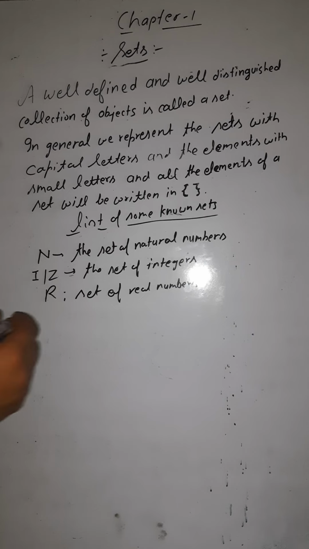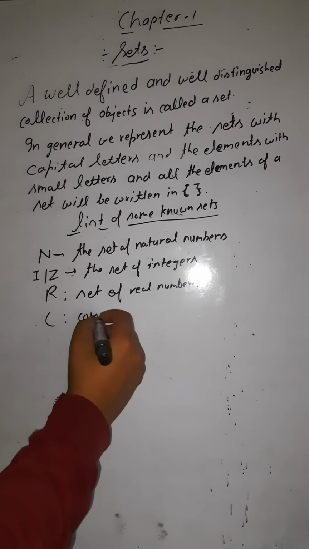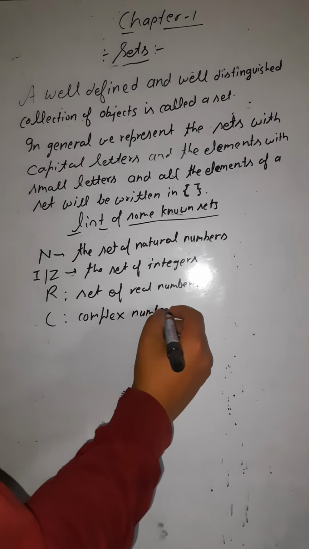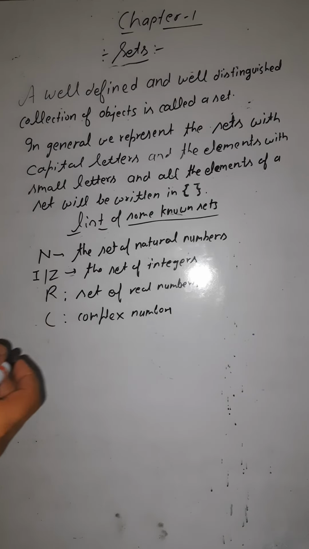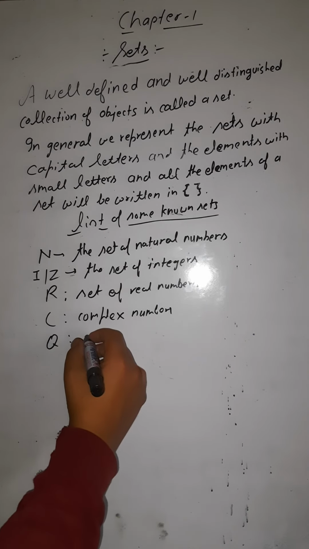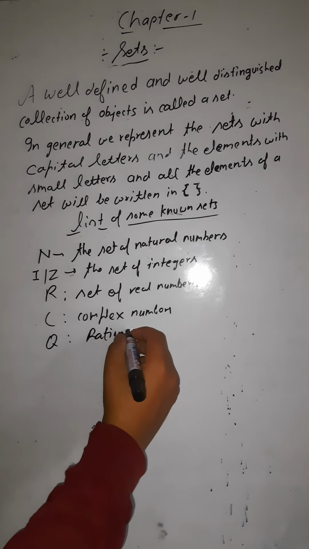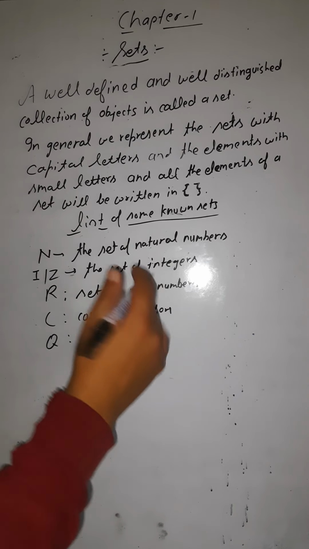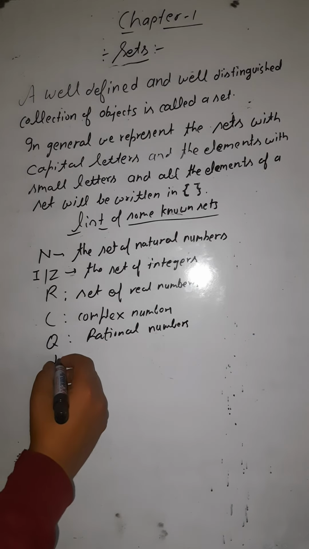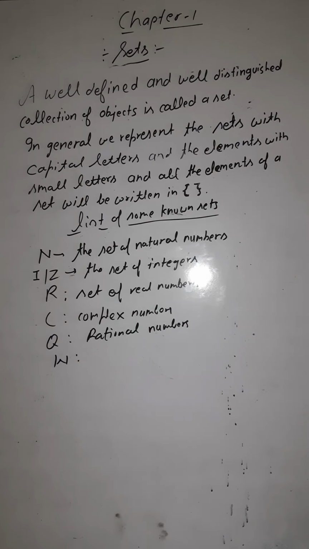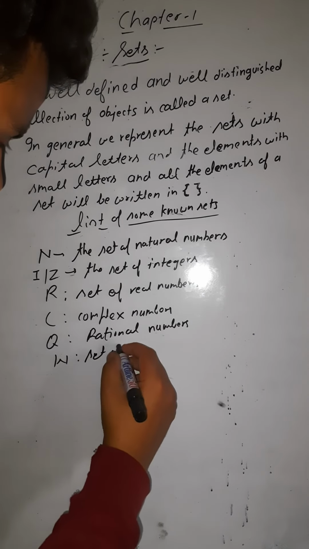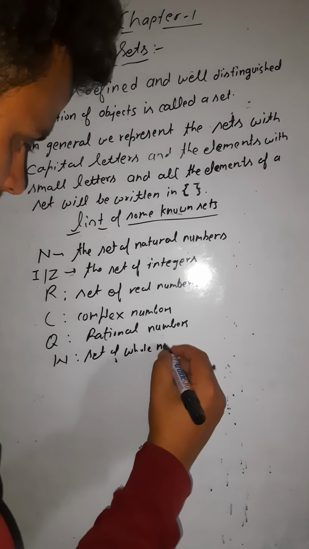Okay. Then we have the set of complex numbers. C stands for complex numbers. Then we have the next set, that is Q. This Q stands for the set of rational numbers. Rational numbers, you might know, can be written in the form of p by q. Then we have the next set, that is denoted by W. This set is denoted for the whole numbers.